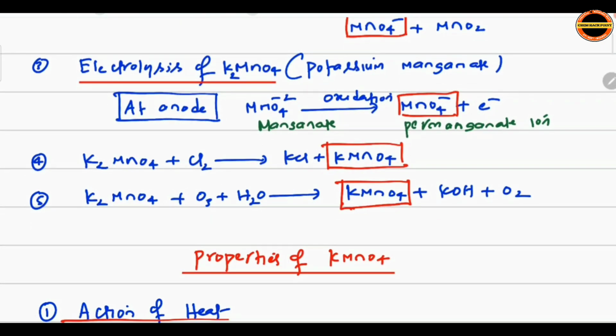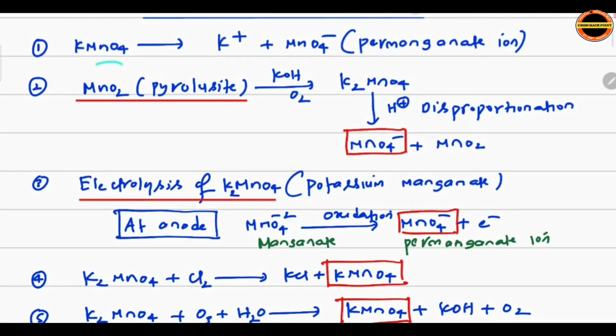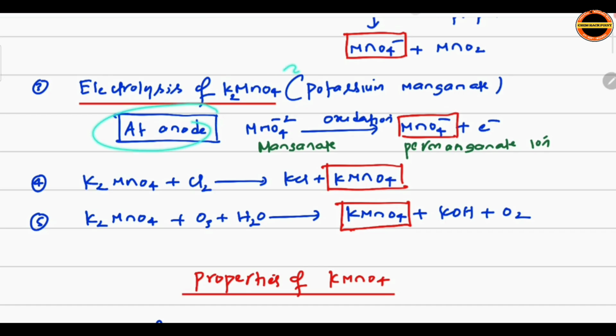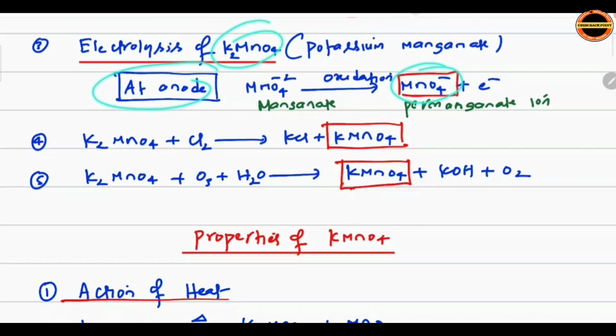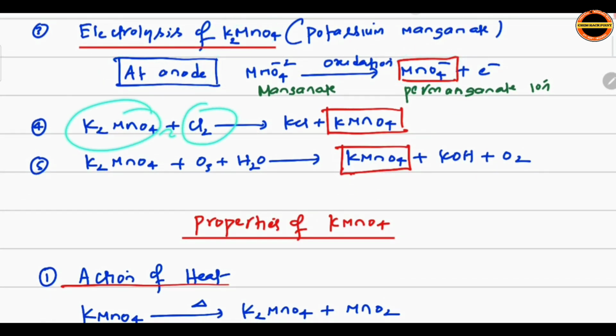Another method here: K₂MnO₄ reacts with Cl₂ to form KMnO₄. With Cl₂ also you can prepare it. K₂MnO₄ with ozone combination also prepares KMnO₄. So see the methods here. MnO₂ is used to prepare MnO₄⁻. Electrolysis of K₂MnO₄ gives MnO₄⁻. K₂MnO₄ reaction with Cl₂ gives KMnO₄. K₂MnO₄ reaction with ozone also gives KMnO₄.